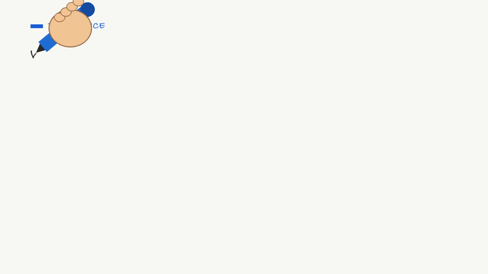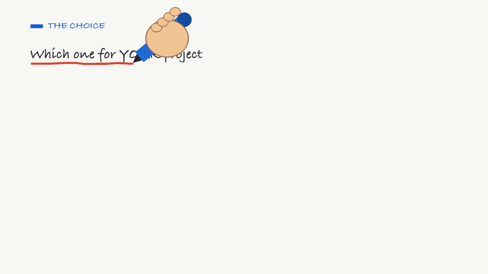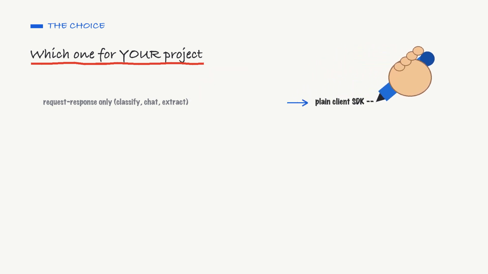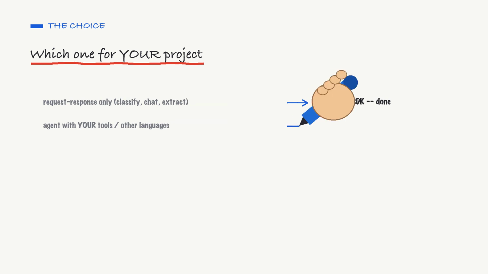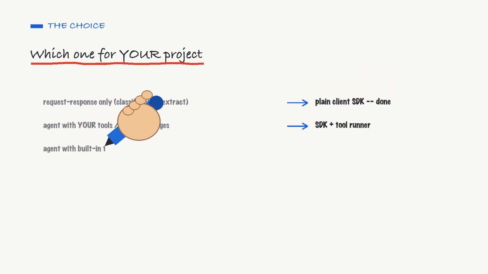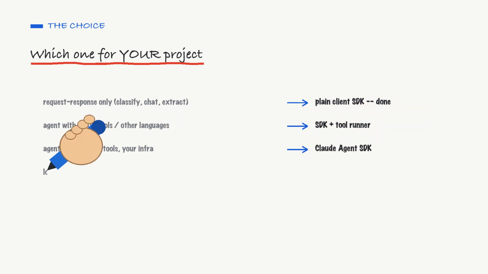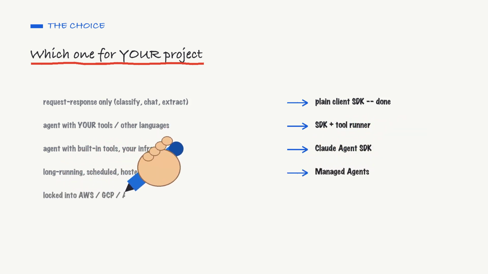The decision framework, top to bottom. Just request response, classify, chat, extract. Plain client SDK, you're done. Don't overbuild. An agent that needs your custom tools, or a language beyond Python and TypeScript, the tool runner. An agent with built-in file and shell tools on your own infrastructure, the agent SDK. Long-running, scheduled, hosted by Anthropic, managed agents.